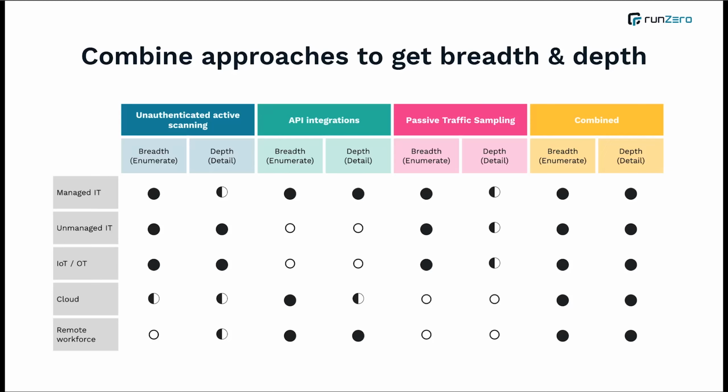runZero is the first step in security risk management and the best way for organizations to understand their exposure through comprehensive security visibility. And how do we get that comprehensive visibility? It's by being the best-in-class CAASM solution. And to do that, you have to combine active scanning, passive discovery, and API integrations for that comprehensive asset inventory coverage across all of your managed and unmanaged devices, including all types of devices, IT, IoT, OT, no matter where they are, on-premise, in the cloud, or remote.